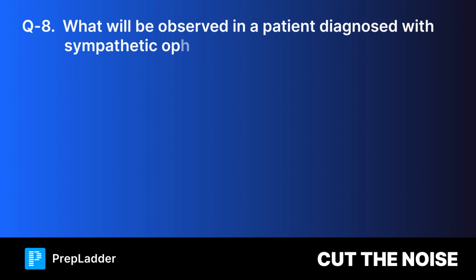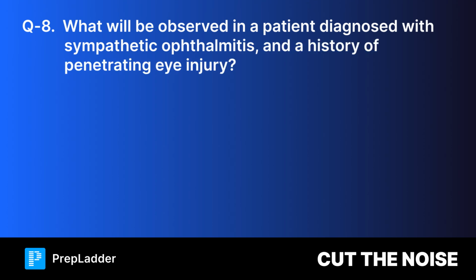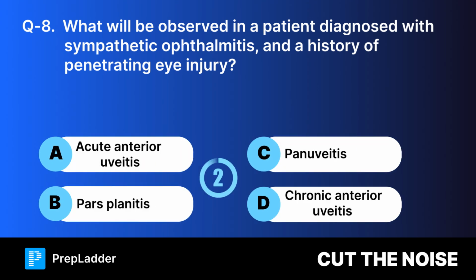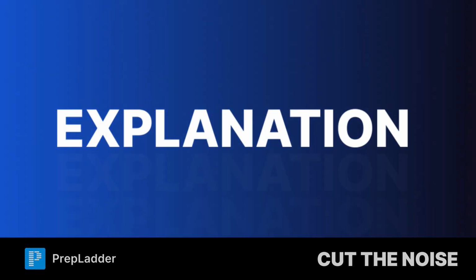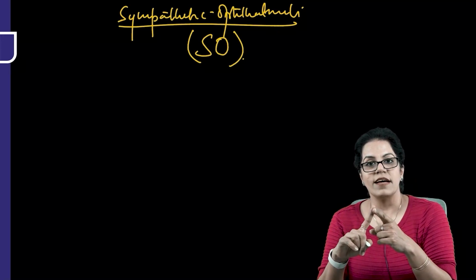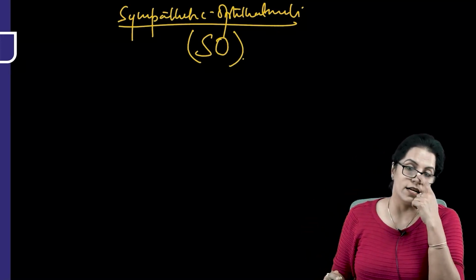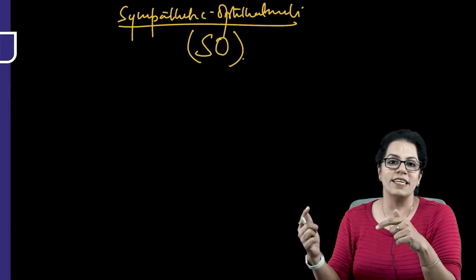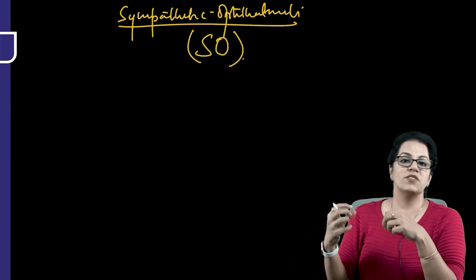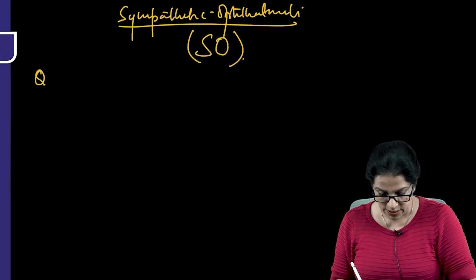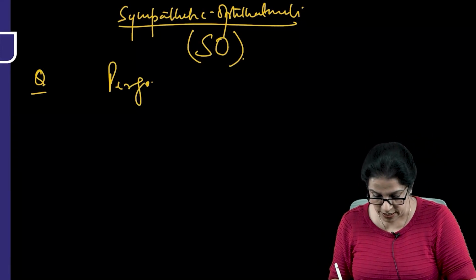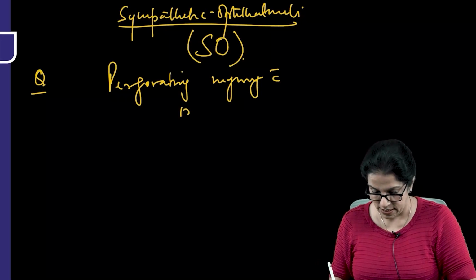Question number 8. What will be observed in a patient diagnosed with sympathetic ophthalmitis and a history of penetrating eye injury? Your options are, and the correct answer is panuveitis. Here's the explanation. An injury in one eye is causing uveitis in the other eye. That is why it is called sympathetic. The other eye has not been injured, but still there is uveitis there. Okay, got it? So which injury? That is the first question. It is always a perforating injury, especially one in which there is iris prolapse.